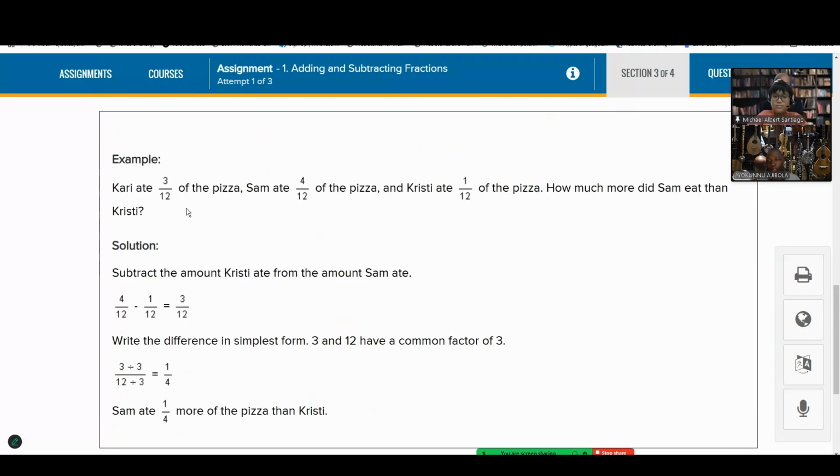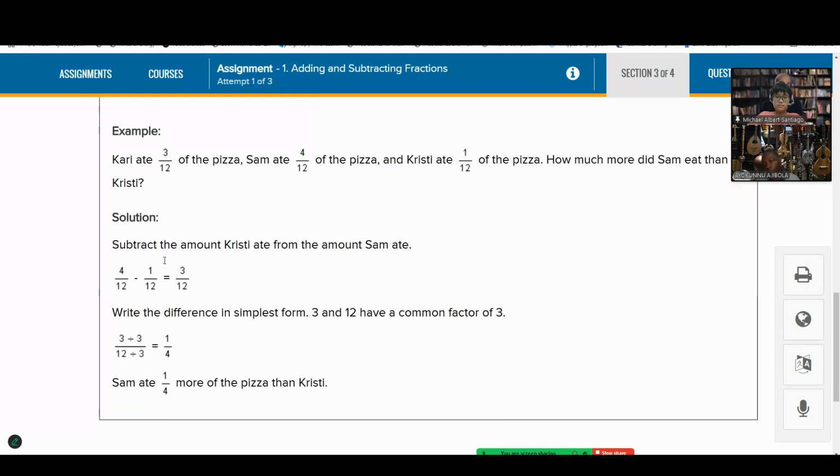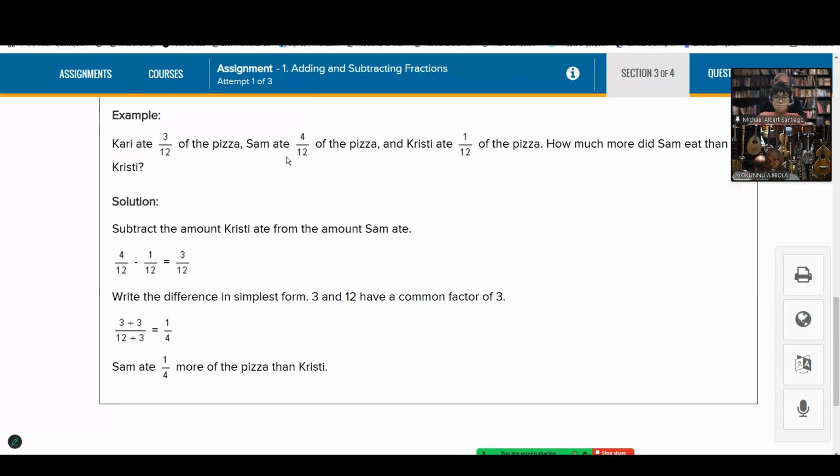So, let's check this one. 3 over 12 of the pizza was eaten by Carrie, Sam ate 4 over 12, and Christy ate 1 over 12 of the pizza. How much more did Sam eat than Christy? So that means 4 out of 12 that Sam ate minus 1 over 12 that Christy had, and that is 3 over 12, or we can say it's 1 over 4.